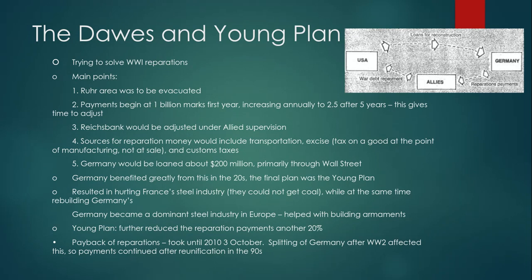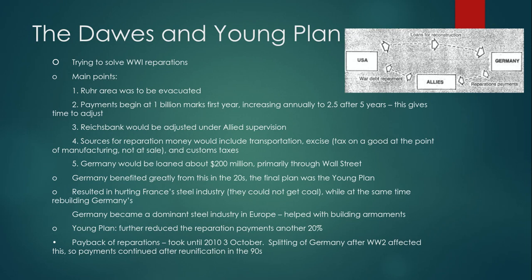This is when we see French and Belgian troops occupy the Ruhr region. So if you look on the page at point 1, the Ruhr area was to be evacuated. France went into the Ruhr region because Germany did not pay them reparations. So we actually see French invasion here of German territory in the 20s.